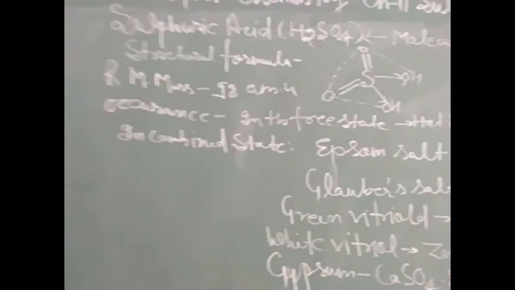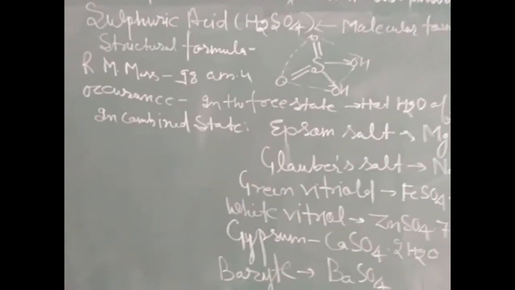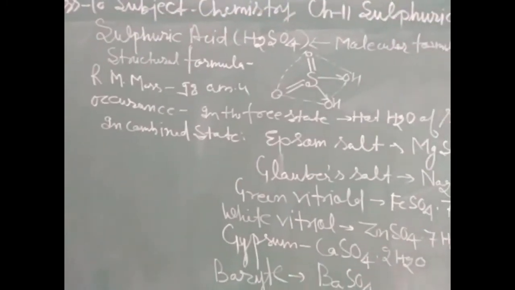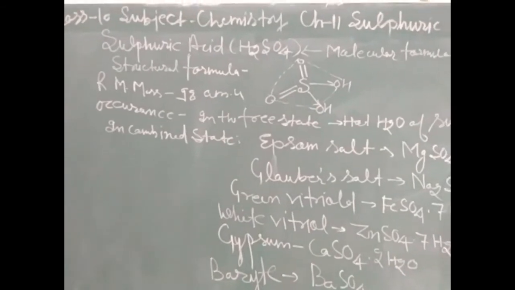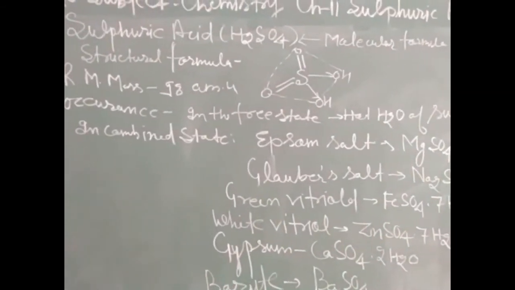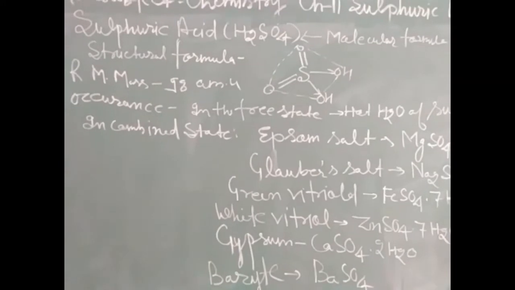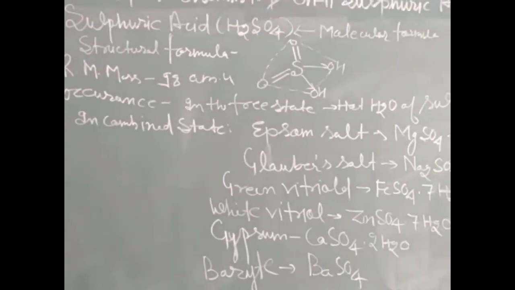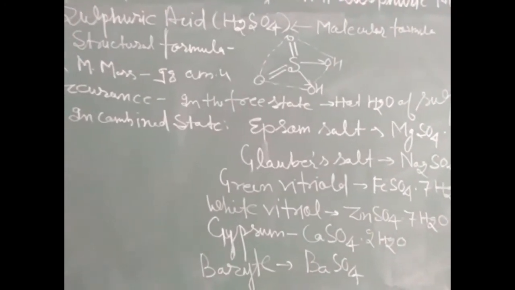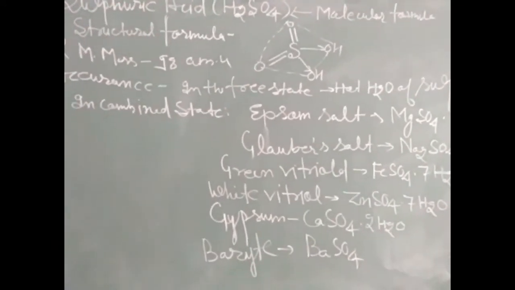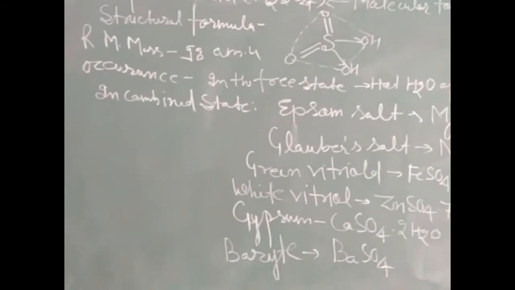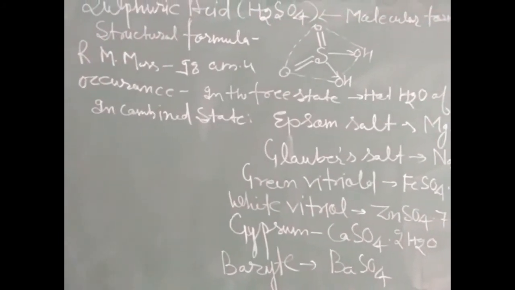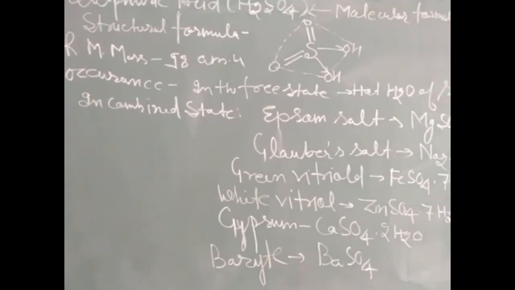Now dear, we are going to discuss about the sulfuric acid. Sulfuric acid, its molecular formula is H2SO4, and in the structural formula we can observe that sulfur is joined with two double bonds with oxygen and two coordinate bonds with each hydroxyl group. Now we can see that its relative molecular mass is 98 amu.